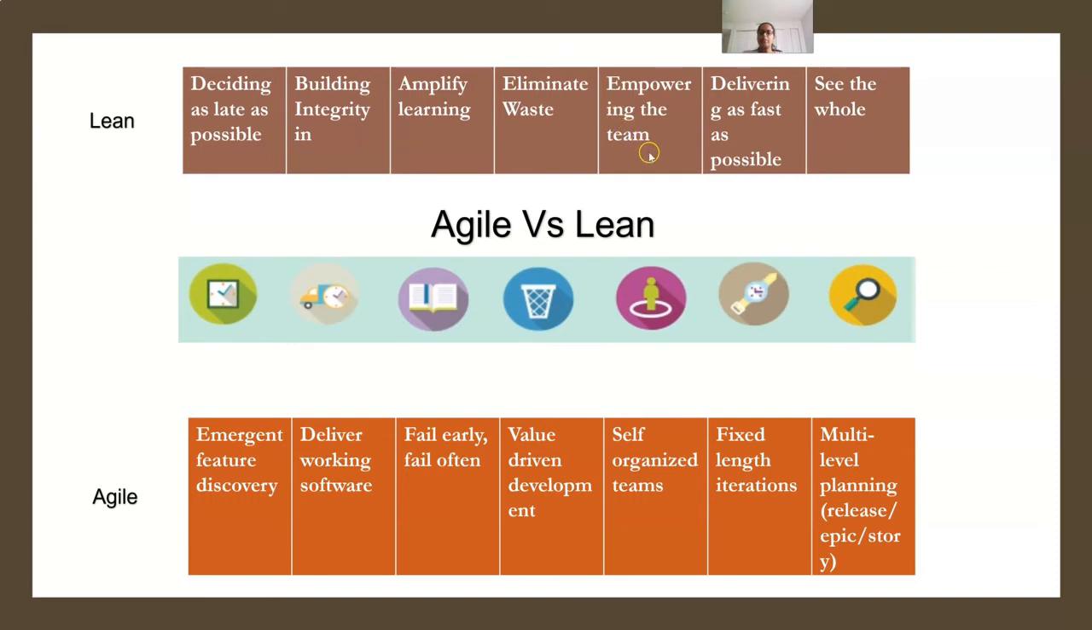In Lean, it is empowering the team. It is a self-organizing team in Agile. We have seen that most of the teams which follow Agile are self-organizing teams. It has fixed length iterations and multi-level planning, whereas these are the differences mentioned in Lean.